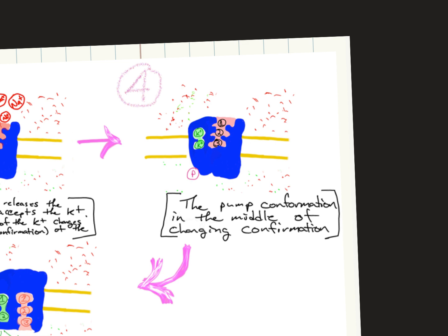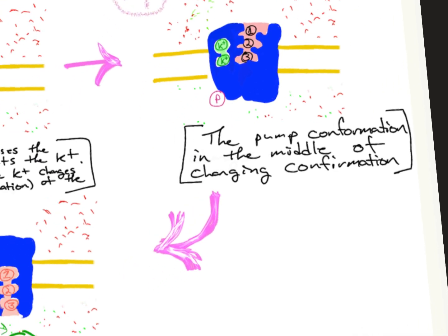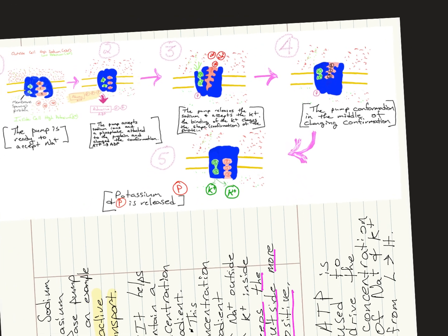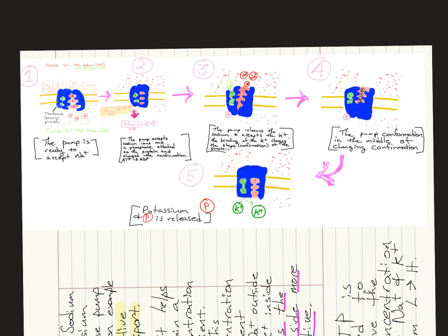Number 4, when the potassium binds and you have a phosphate, the protein changes shape again. This is in the middle of that change of shape. And here, once it opens up to the inside, the potassium leaves. That knocks off the phosphate, and the protein's back to its original shape. It's ready to do it again, and it keeps doing it over and over and over again. That's what we call a pump. That's the basic way the sodium potassium ATPase pump works. You have to know that for tomorrow.